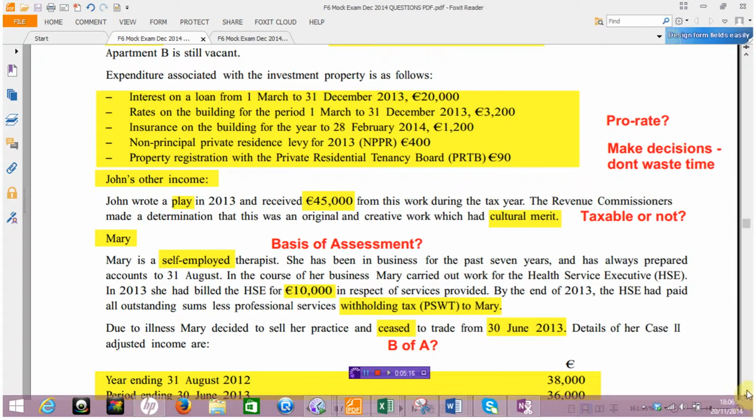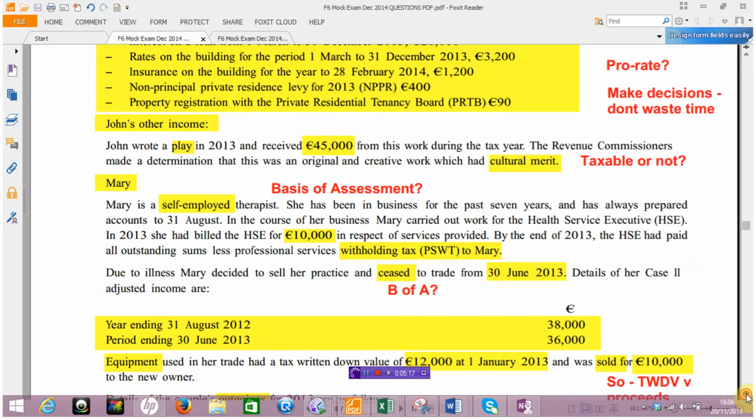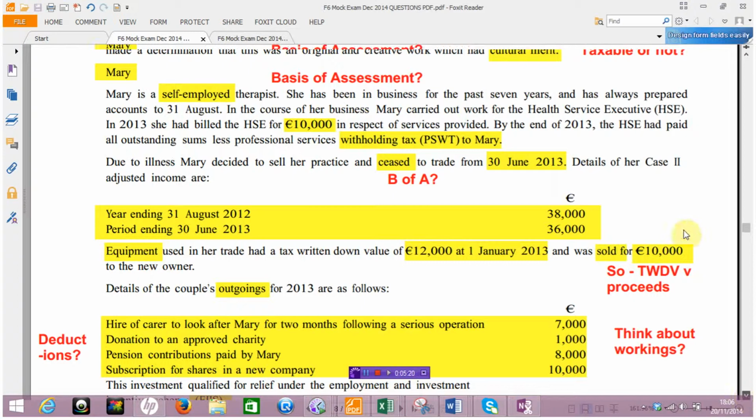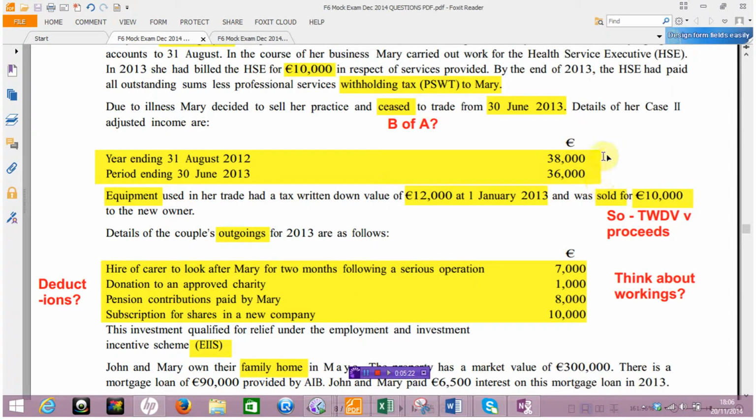Moving down the page further, we're just given some basic information in relation to her income for the final periods, and we need to apply our base of assessment rules to that. We have some CA's information, pretty straightforward. We just have some tax written down values, and we have a proceeds value. So as always, when we come to some sort of cessation, there's got to be a comparison to see if there's a balancing charge or allowance.